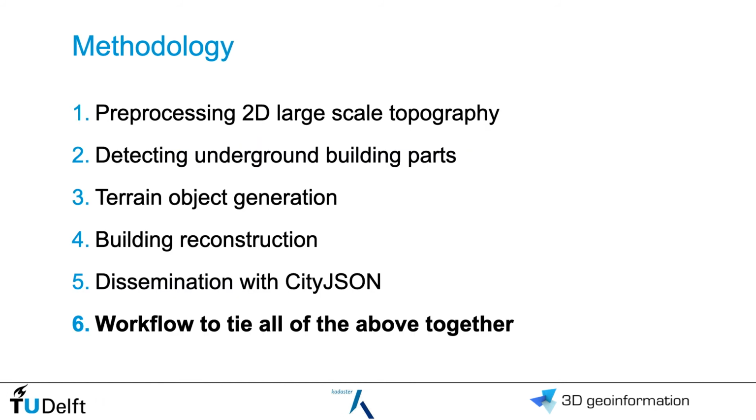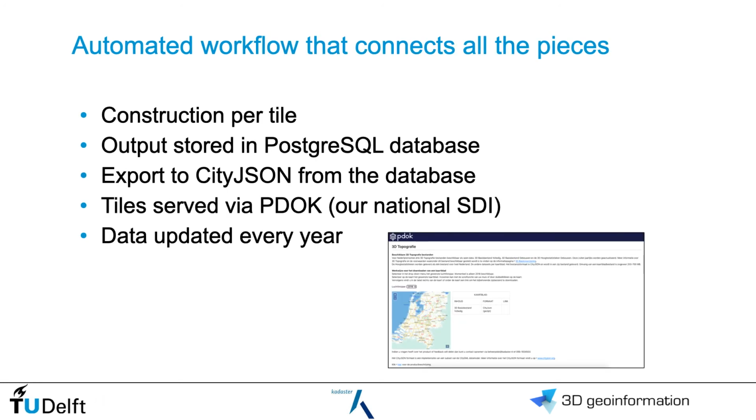And last but not least, we made an effort to integrate all of the processing steps into one automated workflow. To compute the 3D model for the whole country, we chose a tile-based approach, where each tile is generated independently and in parallel. The output is stored in a PostgreSQL database from which the data is exported as CityJSON and offered for download on the PDOK platform, which is our national SDI. Using this workflow, the dataset can be updated on a yearly basis.